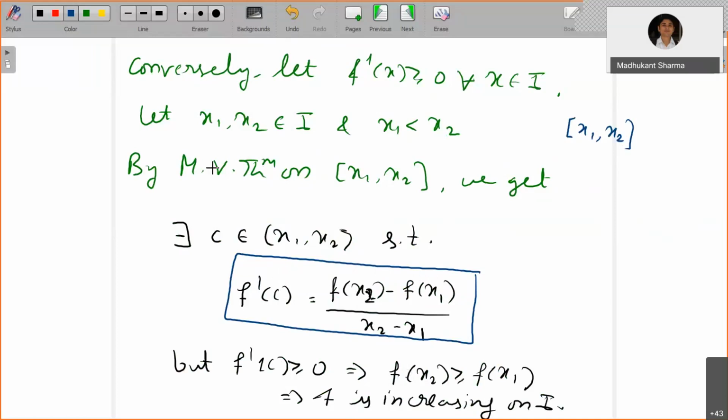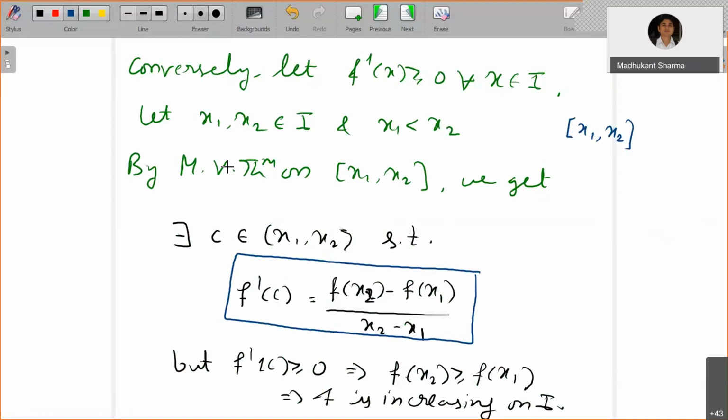Similarly, for the converse part you can examine the decreasing case also. If you look at the property of the function, if the derivative is non-negative on the interval I, then you can certainly decide its behavior is increasing. Non-negative means increasing, and non-positive means decreasing function.